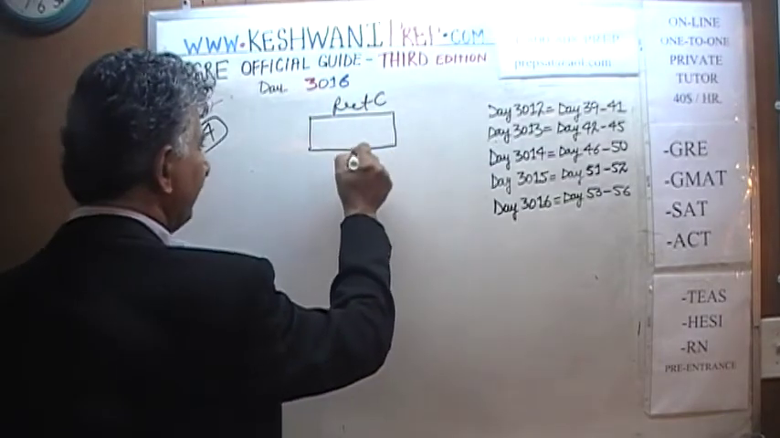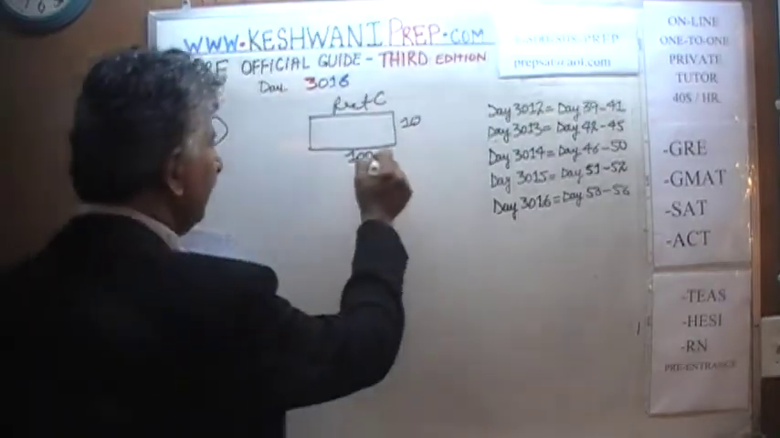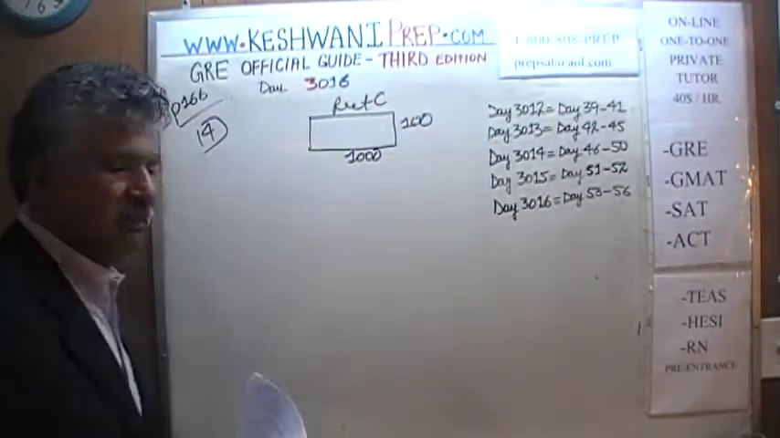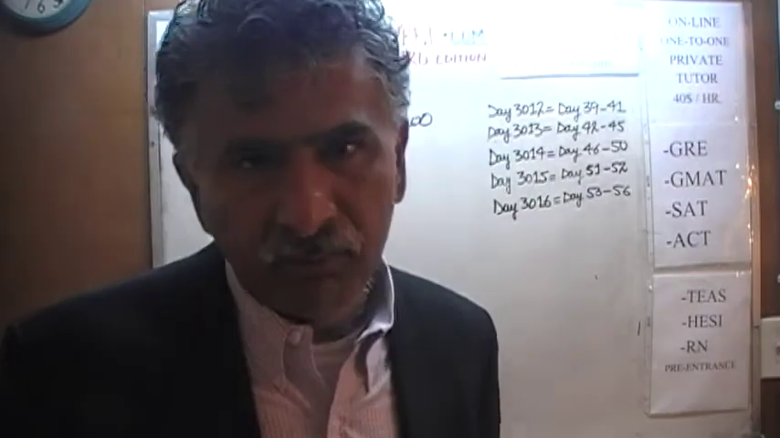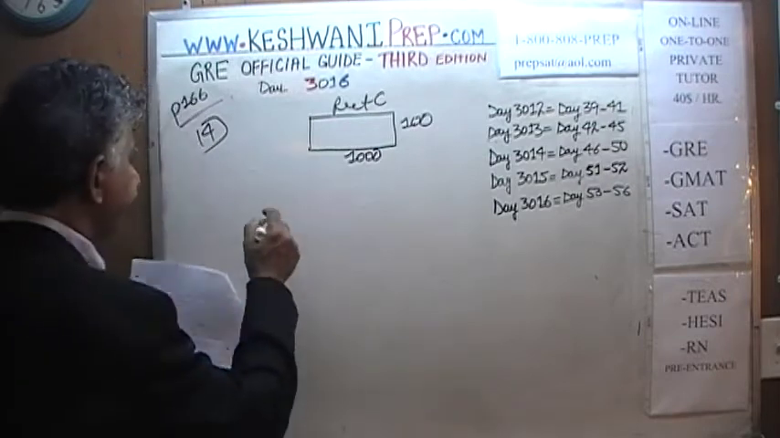Let's plug in numbers here. Let's pretend it's 100 by 10, or if you don't like it, make it 1000 by 100. It might be easier to do 1000 by 100 because we're dealing with percentages here. And let's make a note of what we just read here in column A.